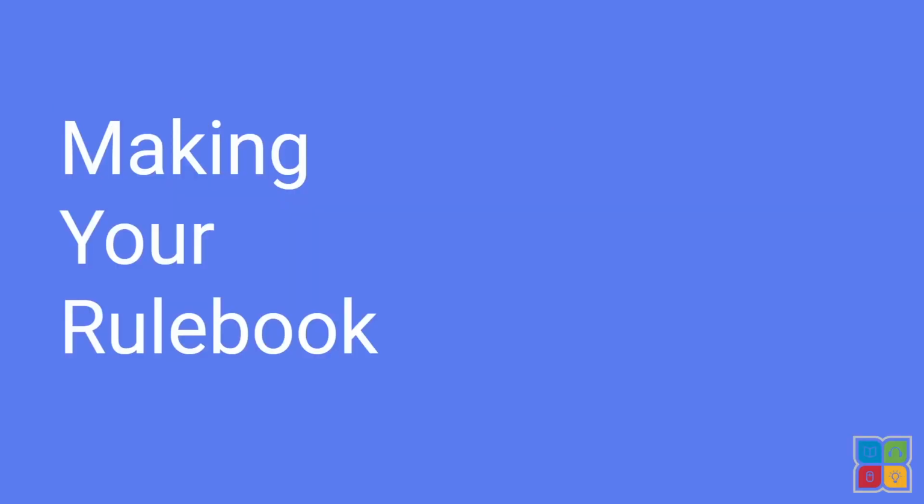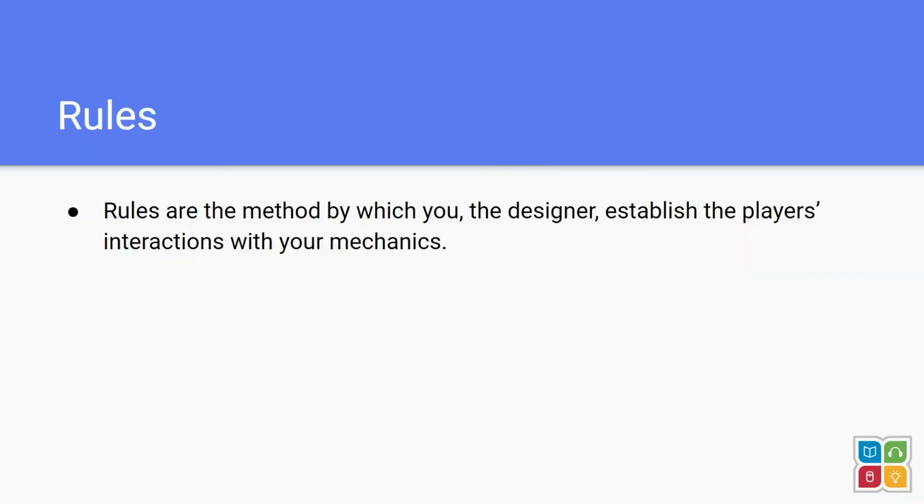Making your rulebook. Rules are the method by which you, the designer, establish the player's interactions with your mechanics. Developing property to extract higher rent is a mechanic in Monopoly. Having to develop every property in the set equally is a rule.